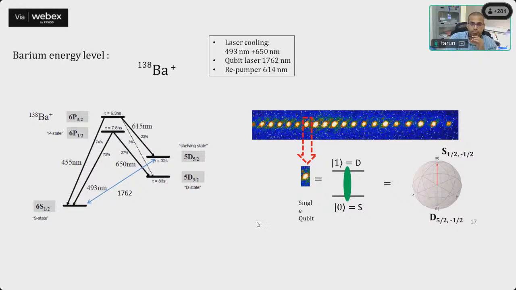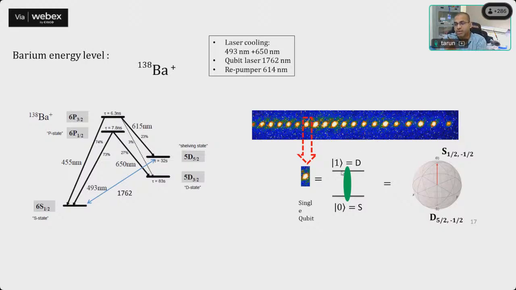Okay. Now, as I was saying, I was using barium. And this is the energy level diagram. All the lines and arrows you are seeing are the addressing energy levels, and mostly all the lasers are in the visible range. That was another advantage of using barium ion. And the qubit laser we are using is between S1/2 and D5/2, as I was mentioning, and it is denoted by this blue color line, which is 766.9.